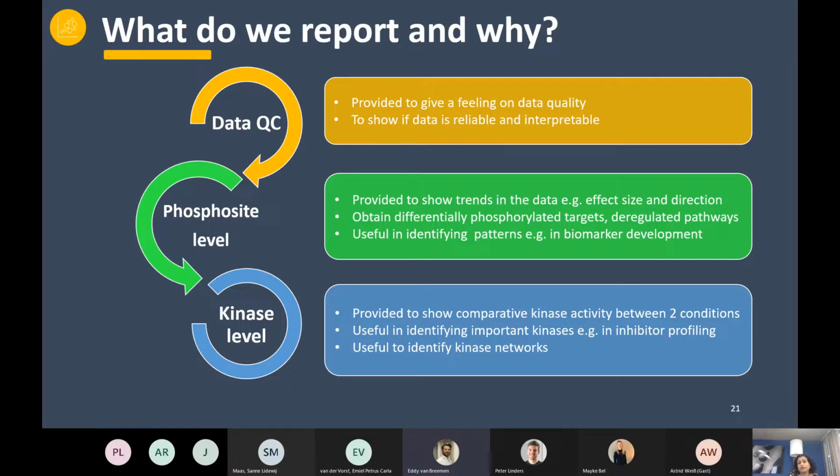Then the third is the kinase level analysis, which is of course the most important result that people expect. You want to see the differential kinase activity between two conditions. This could also be important in inhibitor screening or profiling, and to identify the key kinase networks in pathway elucidations. Any question?